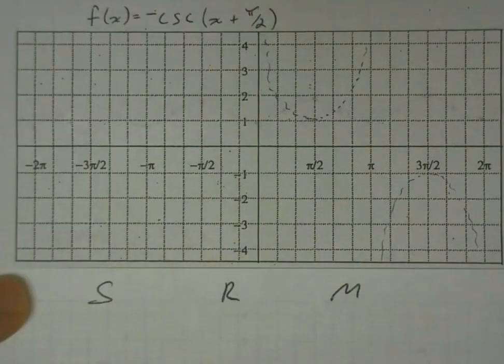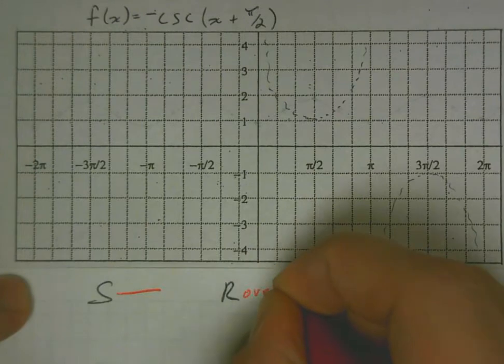Alright, this one we have cosecant as our parent function. We don't have any multiplication, so no shrinking or stretching. The reflection is on the outside, so it will reflect it over the x-axis.